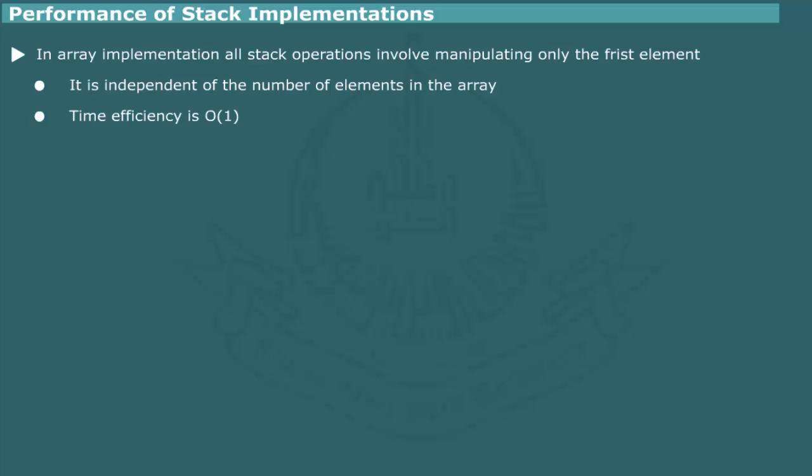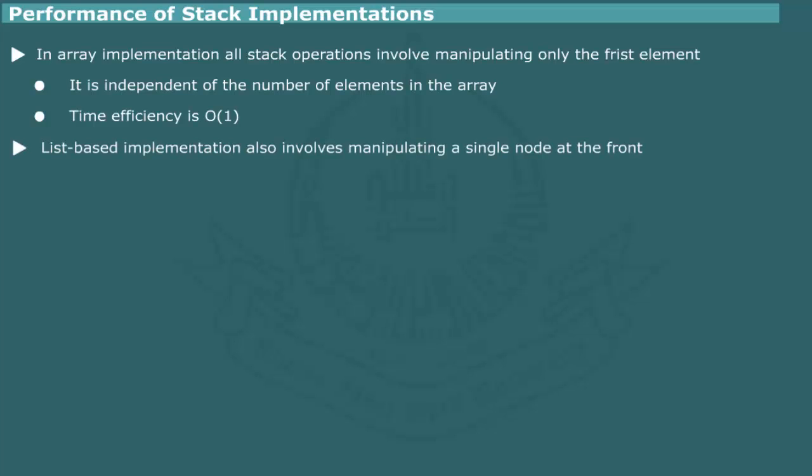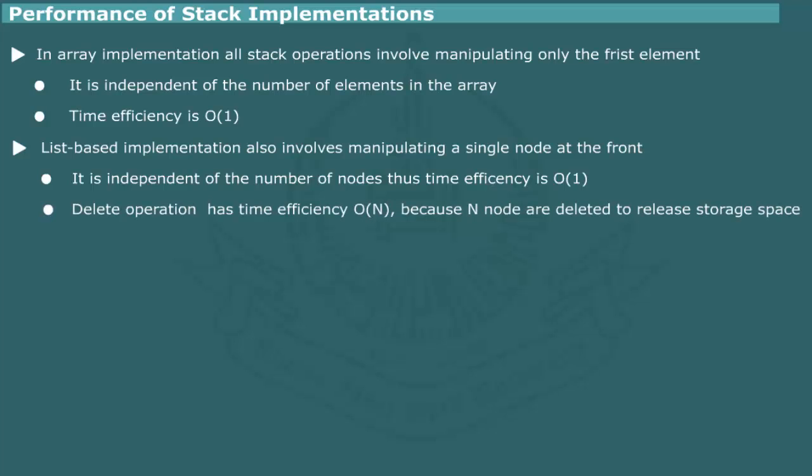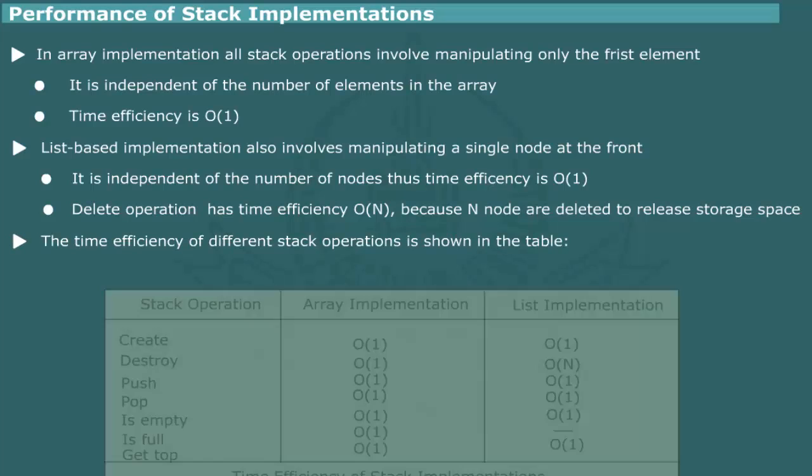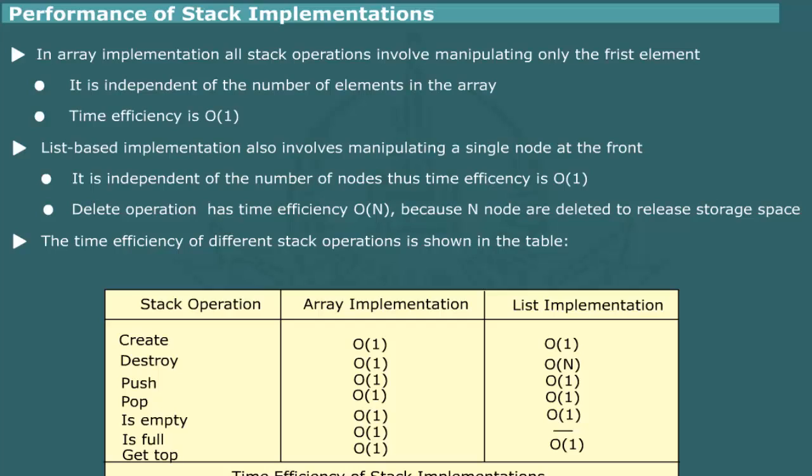As with array representation, the list-based implementation also involves adding or removing a single node at the front. Since probing or accessing the header node is independent of the number of nodes in the list, the operations of insertion, deletion, or checking the top element have time efficiency O(1). The destroy operation alone has time efficiency O(n) because it involves removing n nodes from the memory to release the space. The time efficiency of different stack functions for both the implementations is summarized in the table.